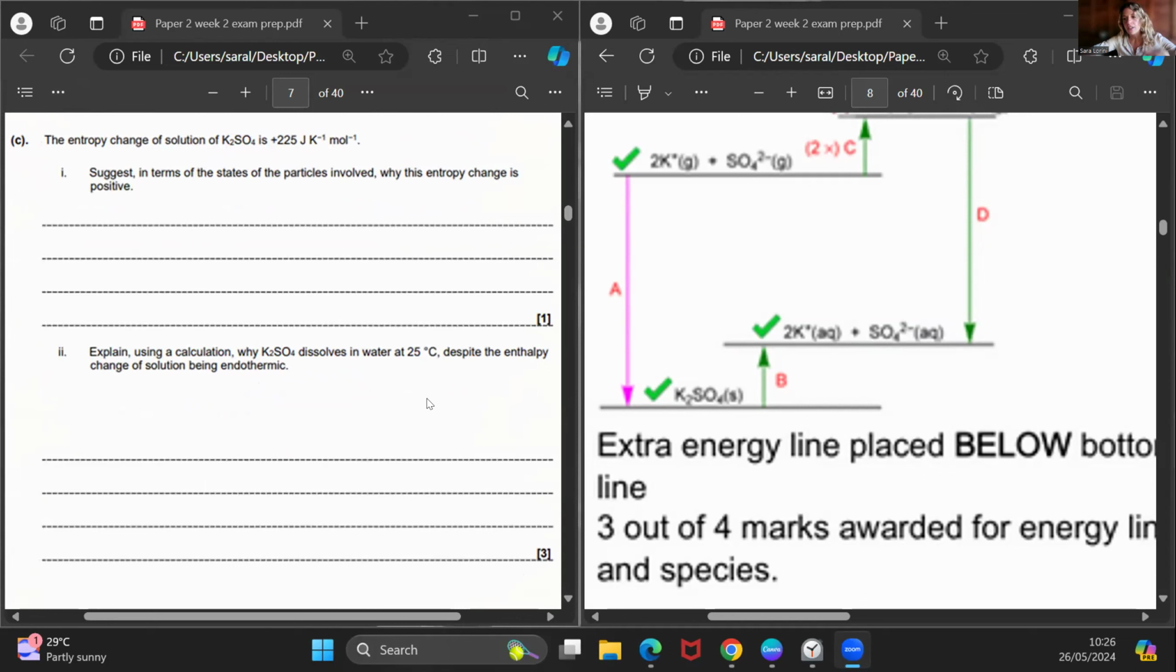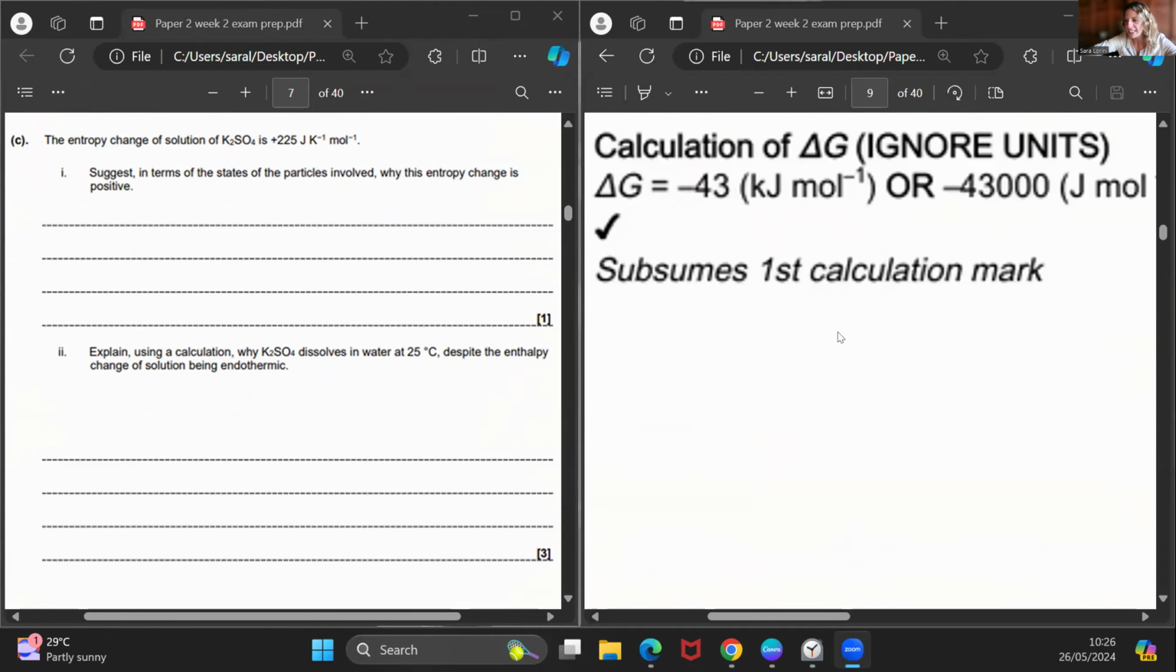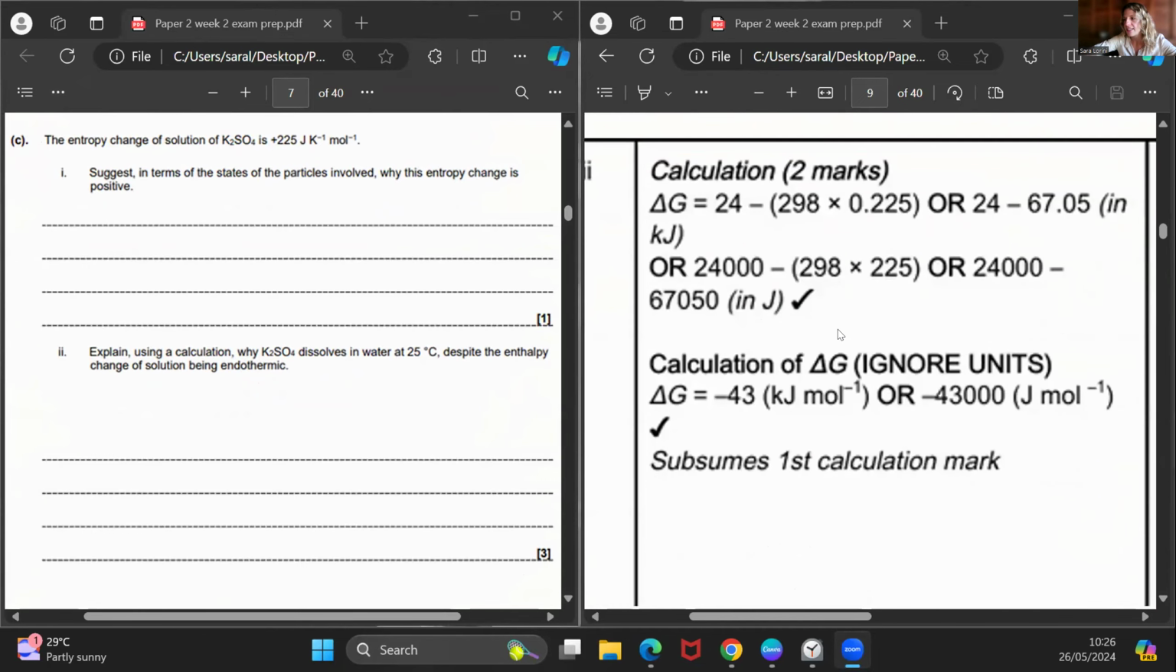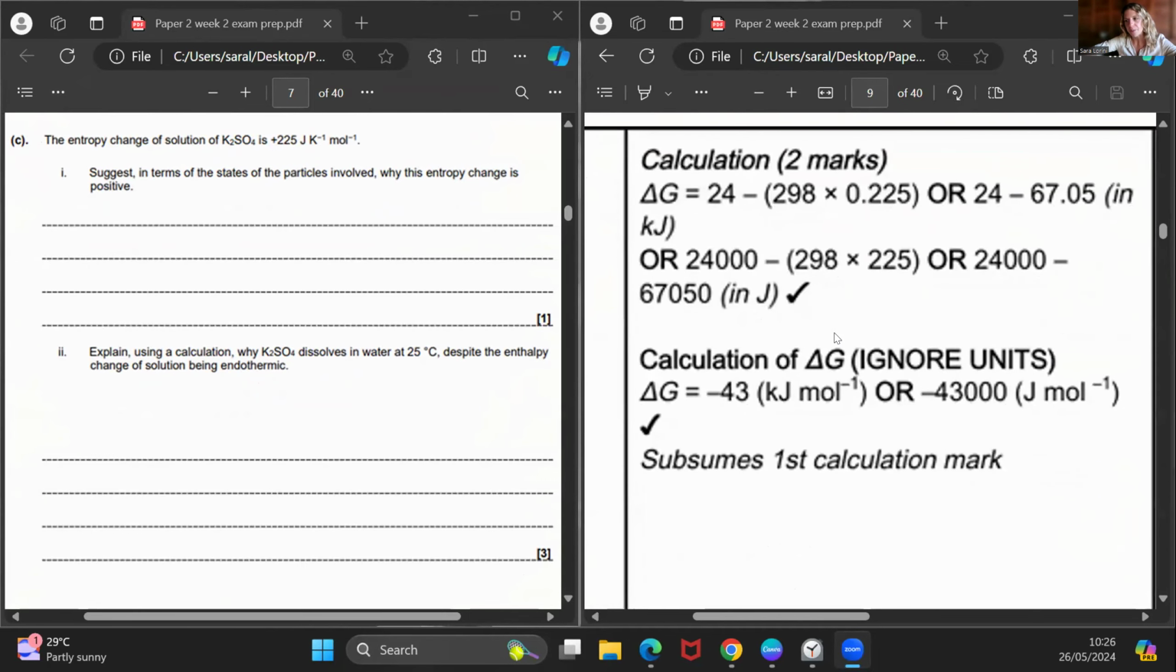I like part 2 because it doesn't tell you exactly what equations to use and what to calculate, but it refers to the Gibbs free energy. And this is the correct value. And I hope you got it right.